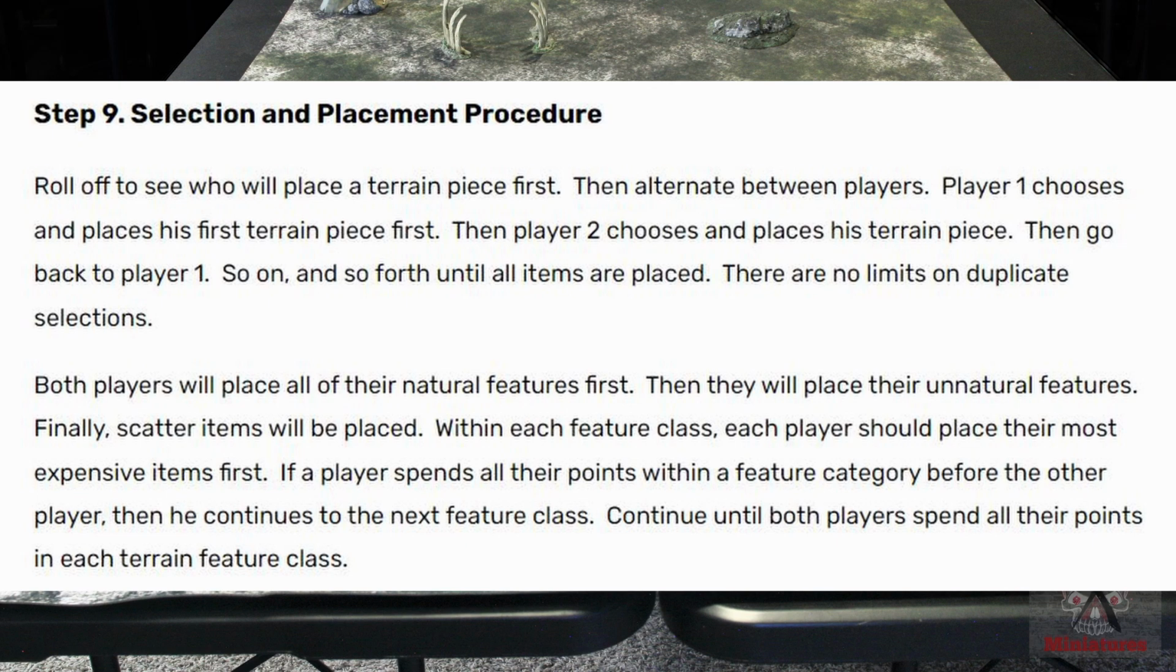The purchase points are a way to make sure that one player doesn't dominate over the other on terrain selection. And the different terrain categories help to ensure that the landscape looks believable or credible, even though it is a fantasy game. And so the next section covers placement on the table.